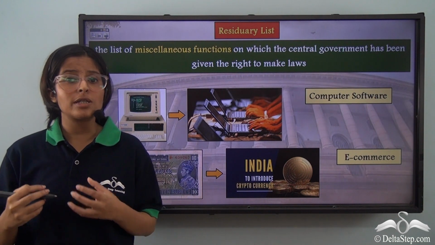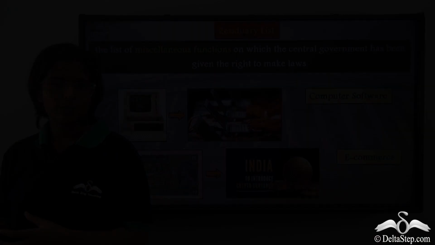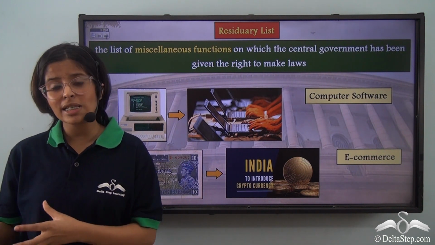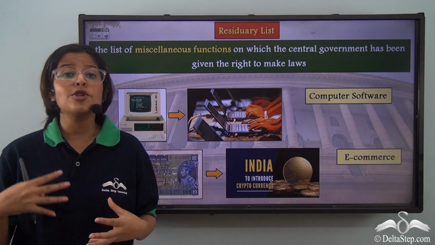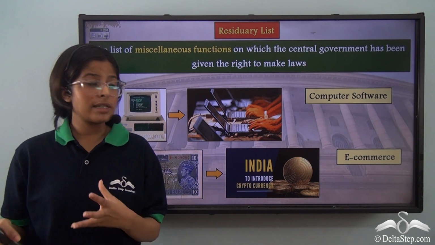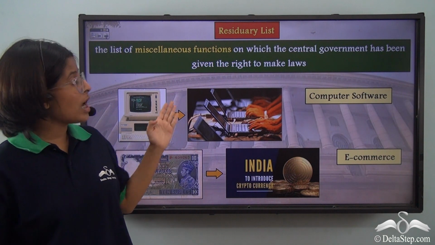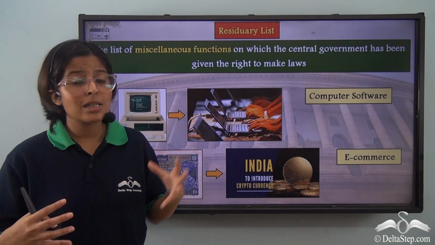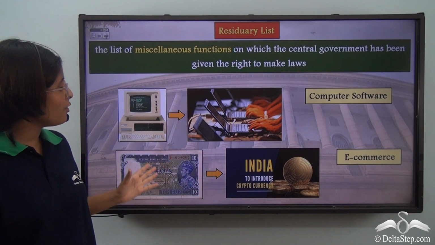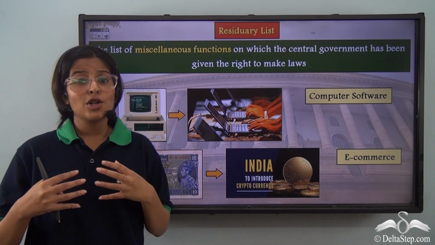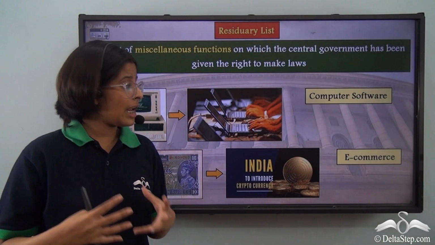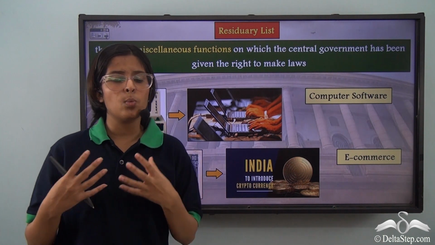Our constitution was adopted in 1949. It has been 70 years since that. Don't you think we have progressed since then? We have developed newer technologies and several scientific developments have occurred. For example, from this computer, we have gone to laptops and there has been a development of computer software. Also, previously we used to have paper money only, but today with paper money, we also have e-money or electronic money. So, there has been a progress to e-commerce as well.